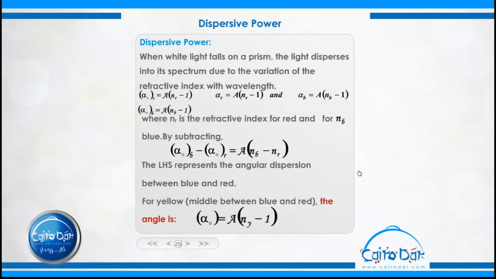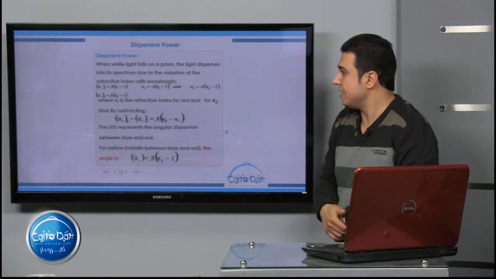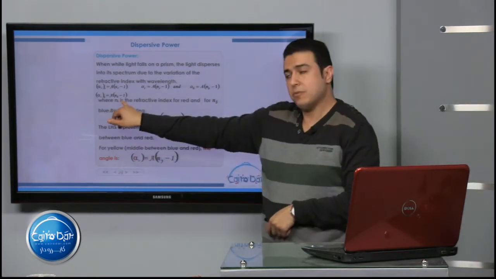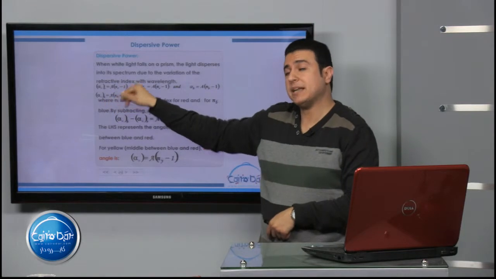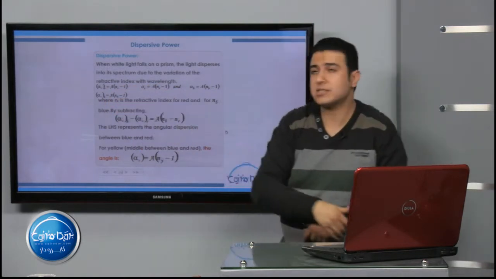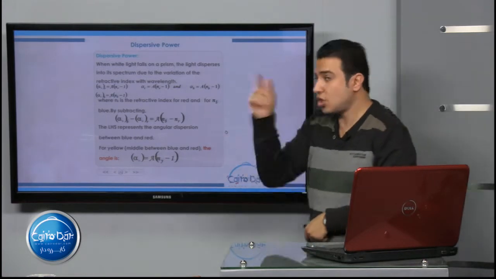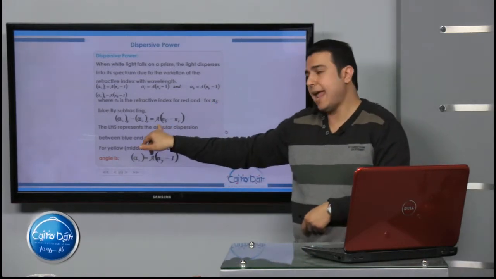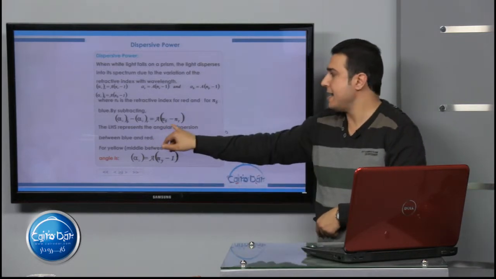Where n red is the refractive index for the red color or for the red light, and n blue for the blue. When we make subtraction, alpha naught blue minus alpha naught red, here A(n blue minus 1) minus A(n red minus 1), so the minus 1 cancels with the positive 1 after subtraction. So the result will be A between brackets n blue minus n red.